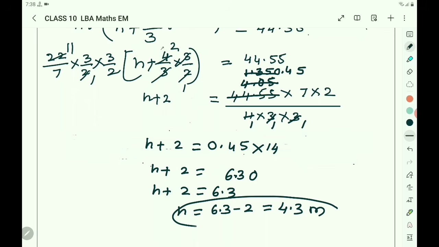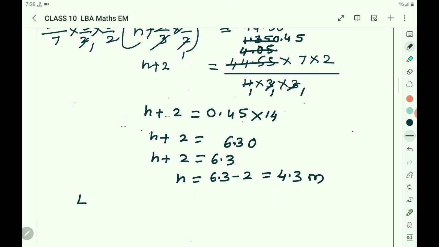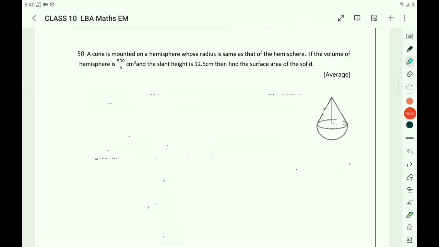This is the length of the tank. Therefore, you write length of the tank equals 4.3 meter.